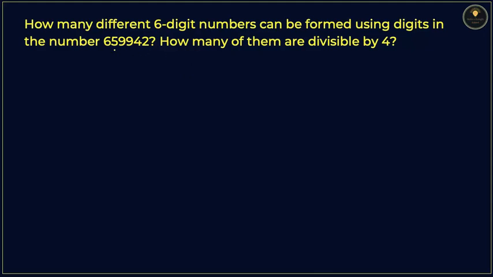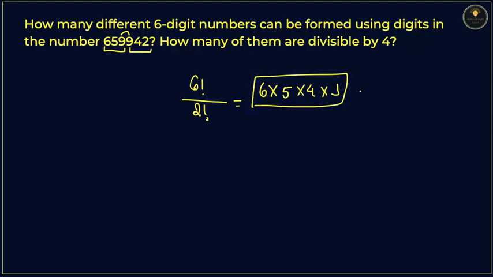So we can write it as, since we have a total of 6 digits, 6 factorial, but if you can see 9 is repeating itself, so we will divide it by 2 factorial. So we will write it as 6 5 4 3, and then 5 4s are 20, 6 3s are 18, and you will get the answer as 360.